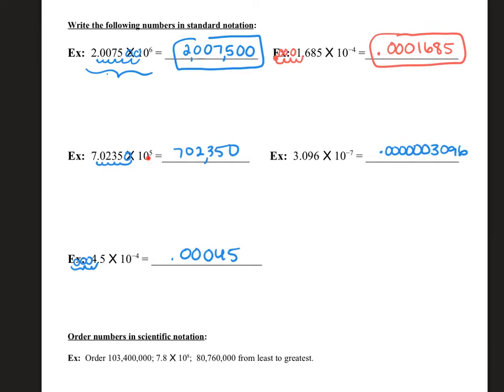So in this example, I'm being asked to move my decimal 5 times to the right, which would leave me 1 empty space, and so that's 702,350. This time I'm moving it 7 spaces to the left, which means I would have 6 zeros.